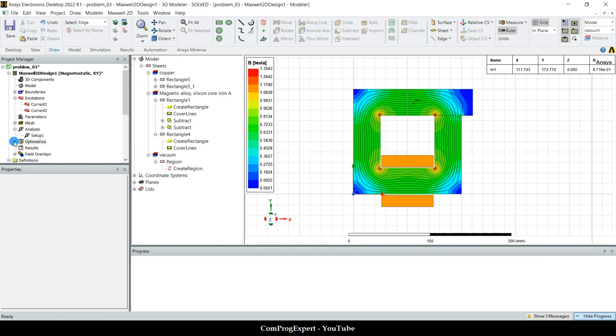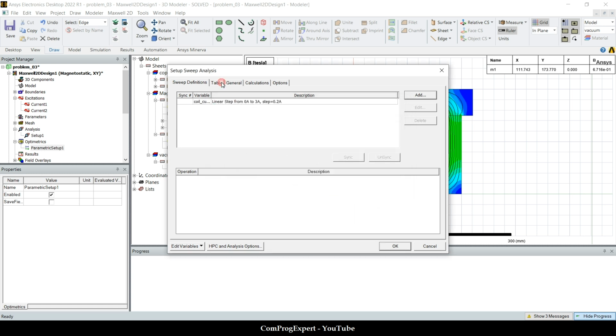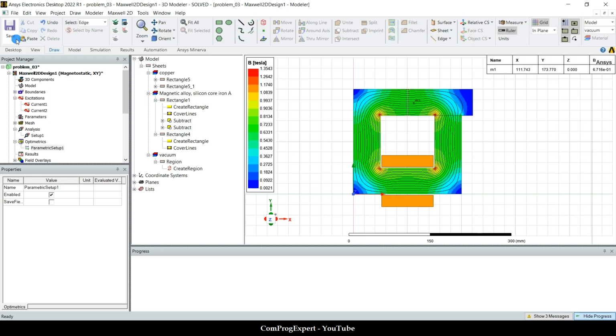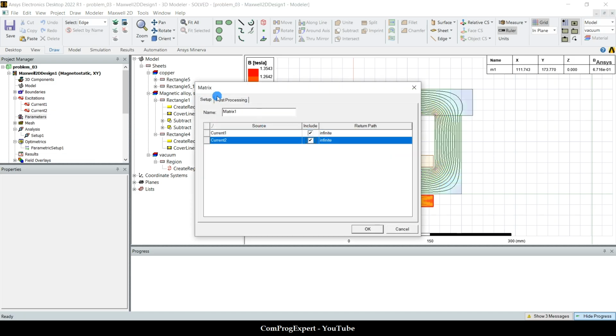Okay, so add current from 0 to 3. The step size is 0.2. Add everything the same. Save. I need to define this matrix if I want to calculate the flux linkage.